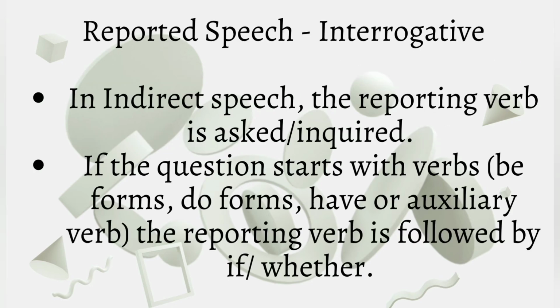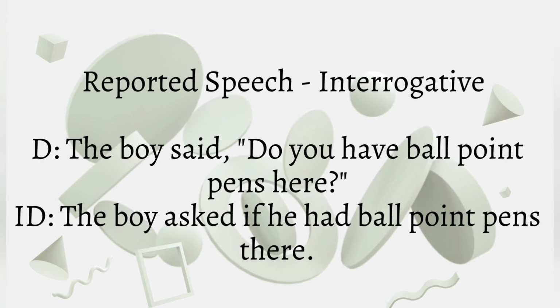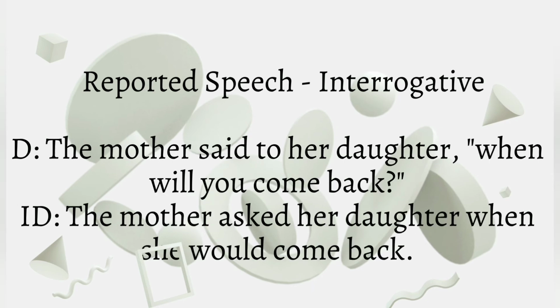Now, let us look at reported speech interrogatives. In indirect speech, the reporting verb is asked or inquired. If the question starts with verbs like be forms, do forms, have or auxiliary verbs, then the reporting verb is followed by if or whether. Let us look at the examples. Example 1. The boy said, "Do you have ballpoint pens here?" Indirect sentence. The boy asked if he had ballpoint pens there. Example 2. The mother said to her daughter, "When will you come back?" The mother asked her daughter when she would come back.